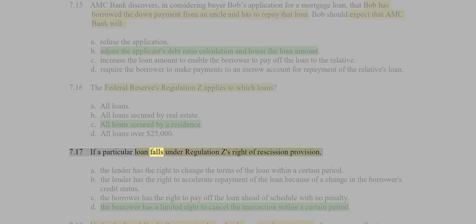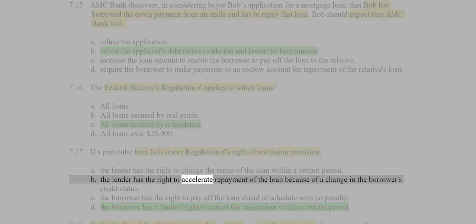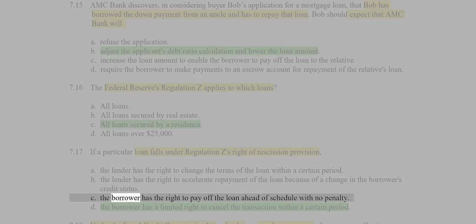7.17. If a particular loan falls under Regulation Z's right of rescission provision, A. The lender has the right to change the terms of the loan within a certain period. B. The lender has the right to accelerate repayment of the loan because of a change in the borrower's credit status. C. The borrower has the right to pay off the loan ahead of schedule with no penalty. D. The borrower has a limited right to cancel the transaction within a certain period.